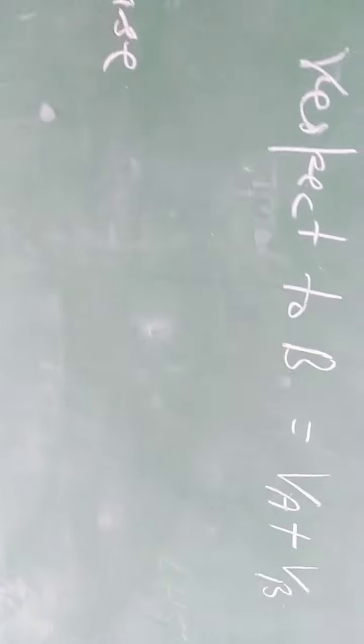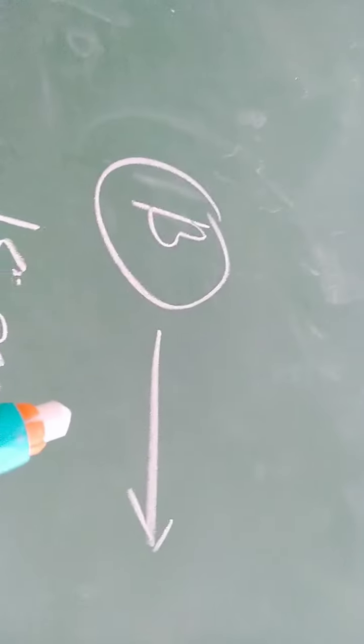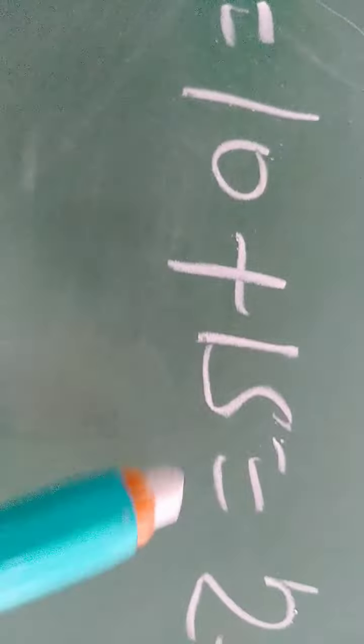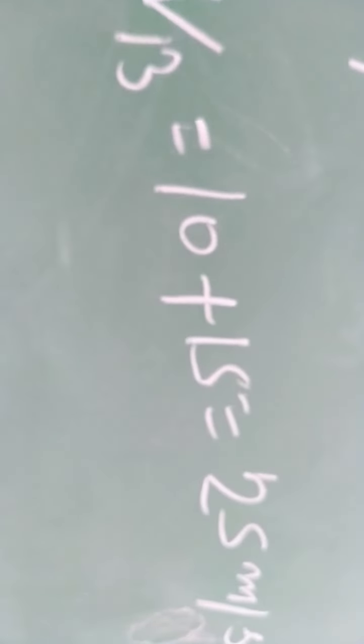Okay, dear student, now come to the question. Suppose there are two bodies. The first, A, moves at 10 meters per second in this direction, and body B moves in the opposite direction at 15 meters per second, right? So the relative velocity of A with respect to B will be Va plus Vb, that is 10 plus 15, 25 meters per second. In the same way, the relative velocity of B with respect to A will also be 25 meters per second.